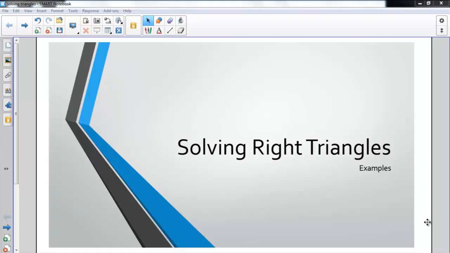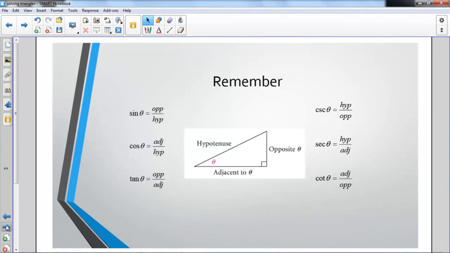In this video, we're going to talk about solving right triangles with just a couple of examples. Recall that we have already discussed all of these trigonometric ratios. Sine of theta equals opposite over hypotenuse, cosine of theta equals adjacent over hypotenuse, tan of theta equals opposite over adjacent, and we've already discussed the reciprocal functions, cosecant, secant, cotangent. Make sure we always keep in mind what angle we're using, so we know whether we're looking at the opposite side or the adjacent side to that specific angle.